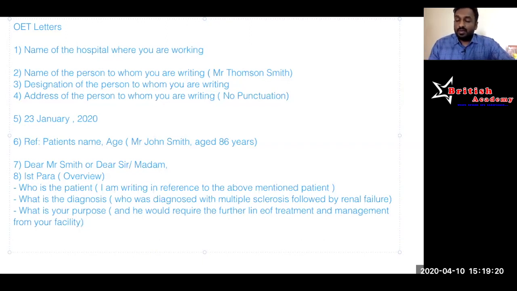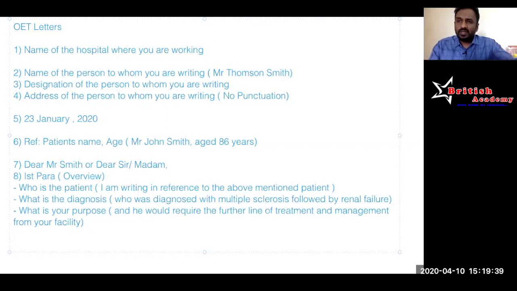And you close it. You put a full stop over here. So this is how you will write your first paragraph. If you join it together: I'm writing in reference to the above mentioned patient, who was diagnosed with multiple sclerosis followed by renal failure, and you would require the further line of treatment and management from your facility. You're done, you have identified the patient.